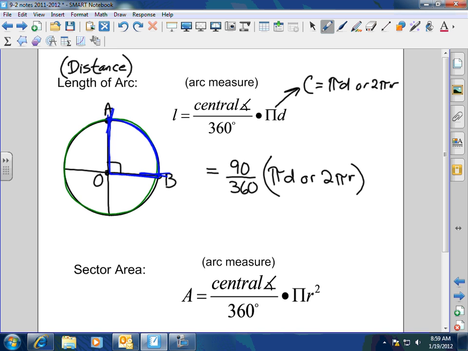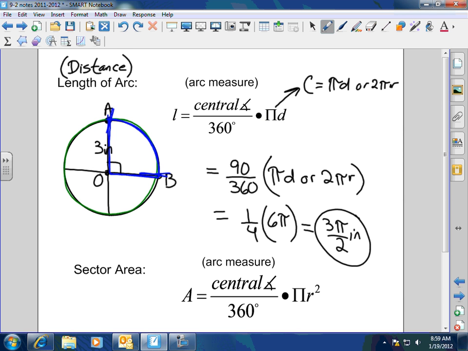So in this particular case, this would equal 1/4 of, let's go ahead and put a radius here of, let's say, 3. This would be 1/4 of 6 pi. So this would equal 3 pi halves. And let's say this was in inches. It would be inches.